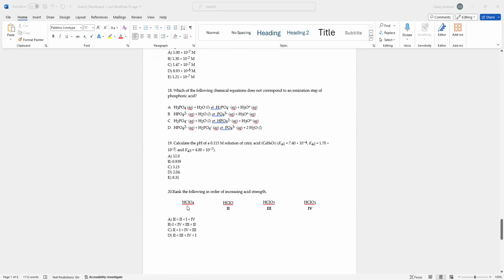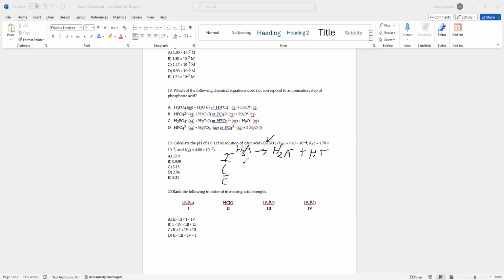19, calculate the pH of the citric acid solution given these Kas. Remember, if you don't know the acid, you can just put HA. But since there's three Kas, there's going to be three acidic hydrogens. And when you get a polyprotic acid, just ignore the other Ks. Right, so you're going to make this, and we need an ICE table.